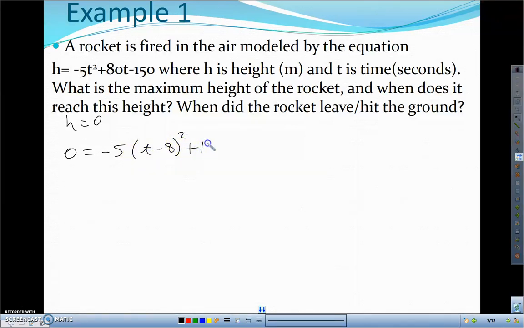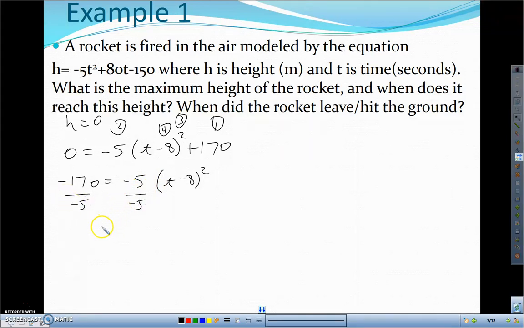If I were solving this, then I would just start to do opposite operations. I'm going to do this first, this second, the square third, and this 8 fourth. So in that order. To get rid of the 170, the opposite operation is subtract. It turns into minus 170 is equal to minus 5 (t minus 8) squared. The second one, I'm going to take this 5 over. It's not subtract. In between the 5 and the brackets is multiplication. So I'm going to divide by negative 5.